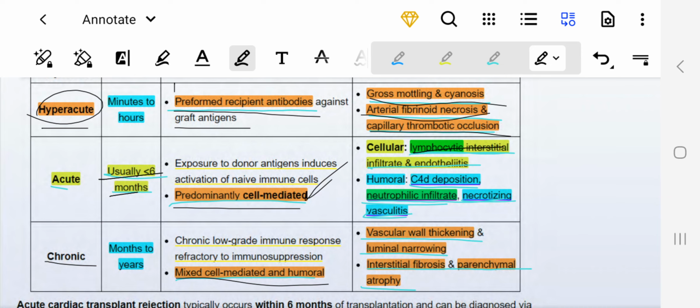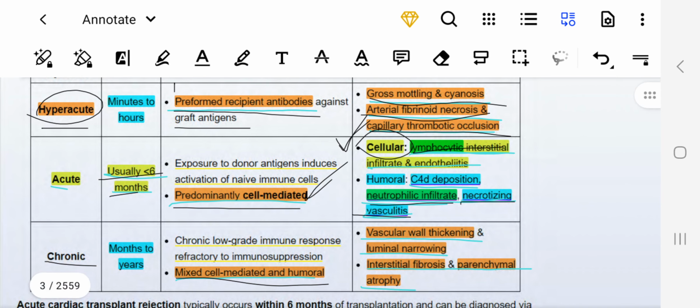While in case of humoral, humoral is not that much predominant, right? It is there, but not that much predominant. This cellular one is predominant, right? So in humoral, there will be C4D deposition, there will be neutrophilic infiltrate, and necrotizing vasculitis. Keep in mind this one. This is important. Cellular, lymphocytic infiltrate, right?